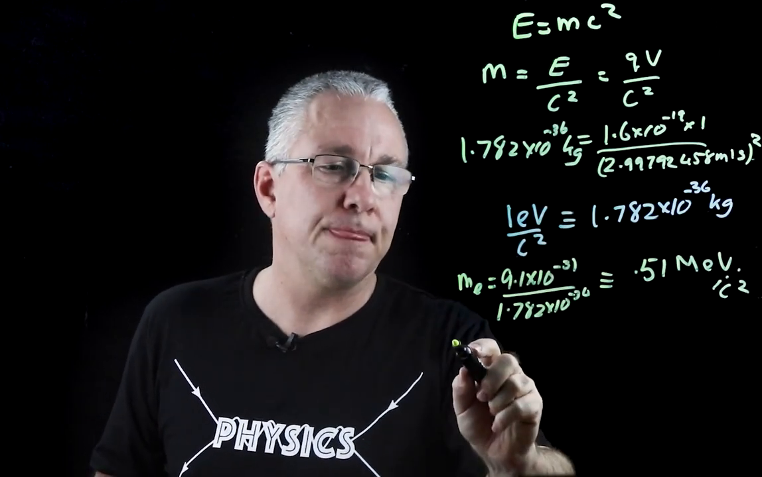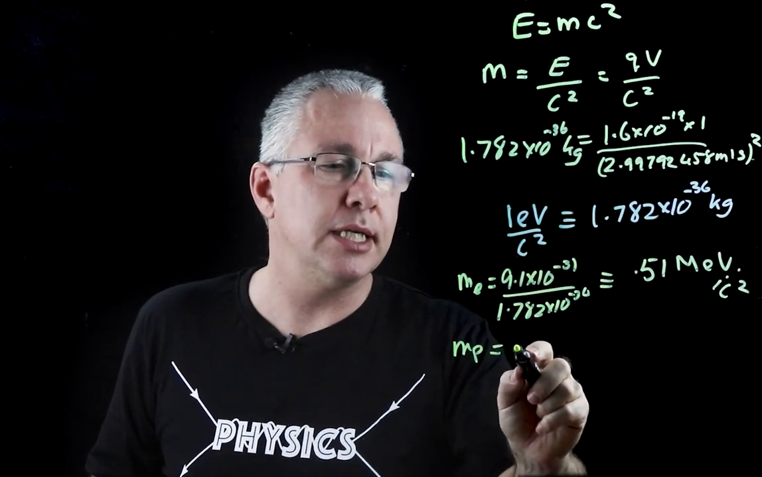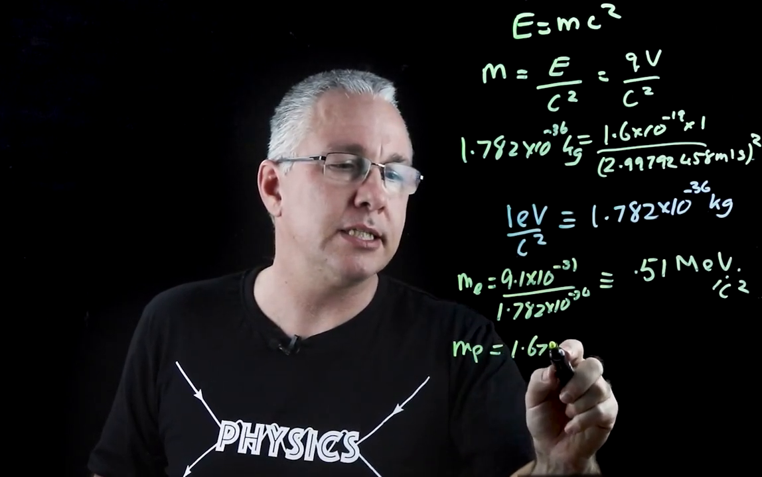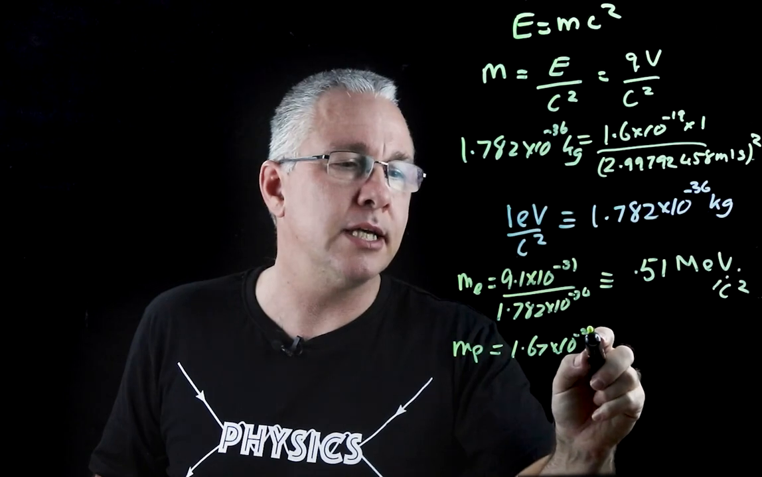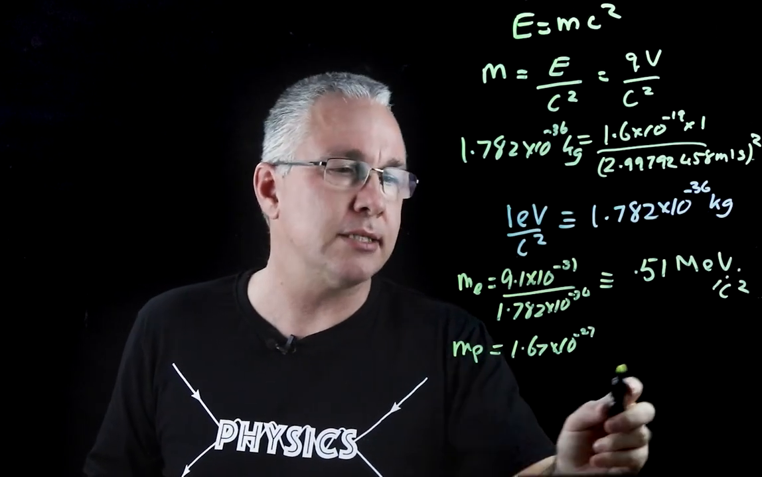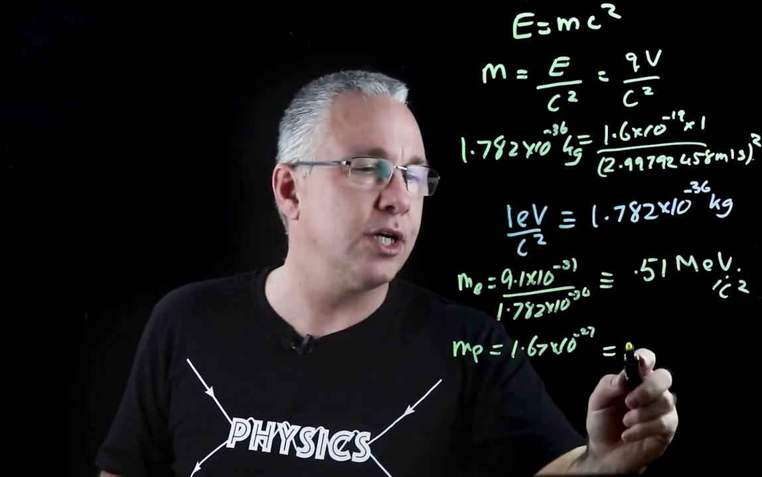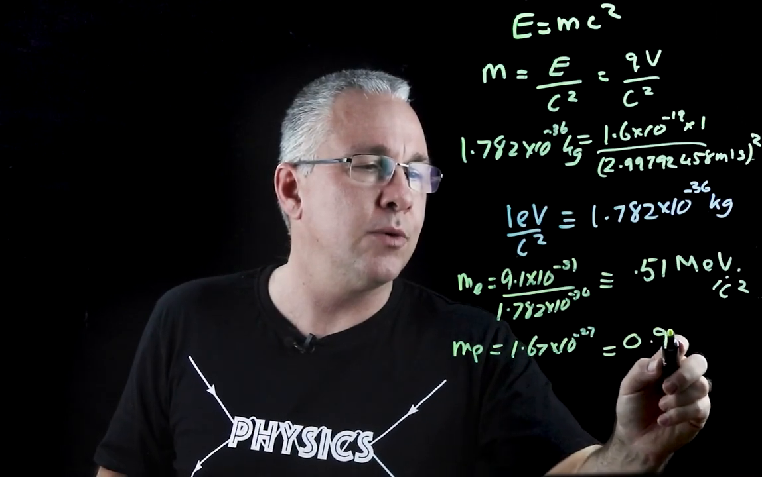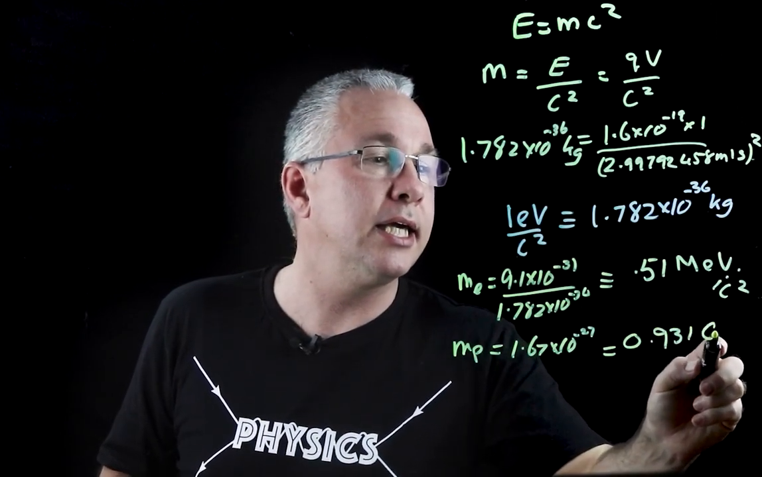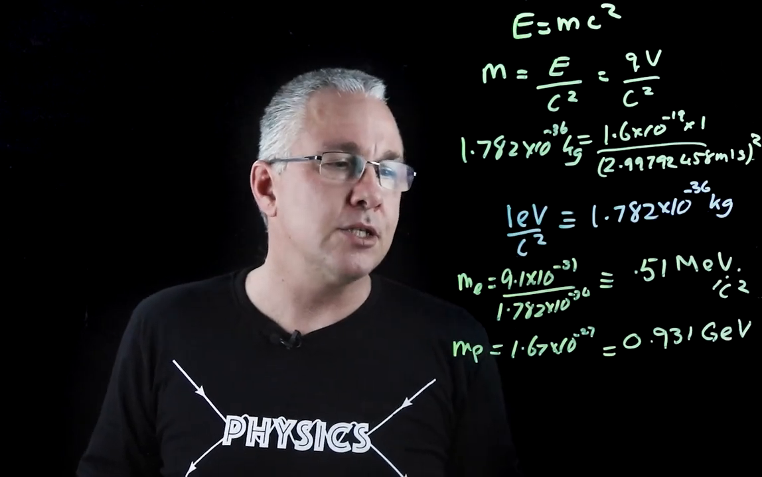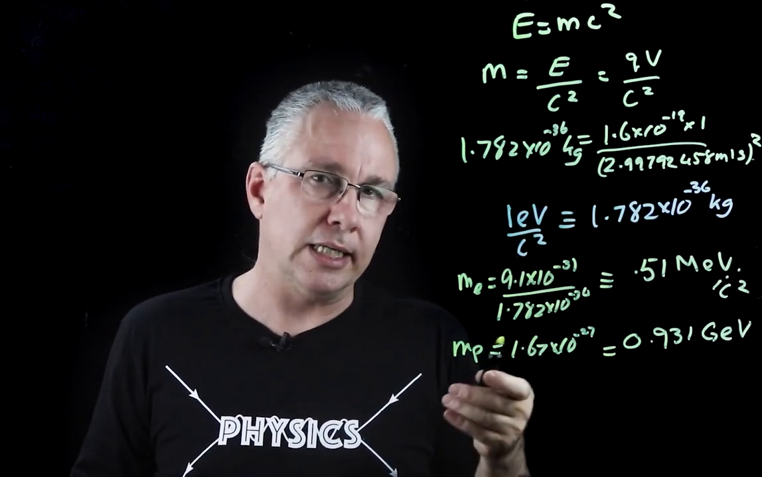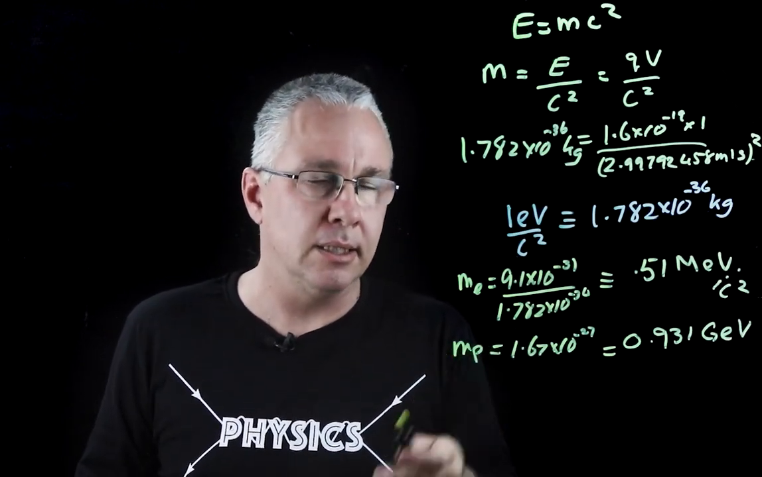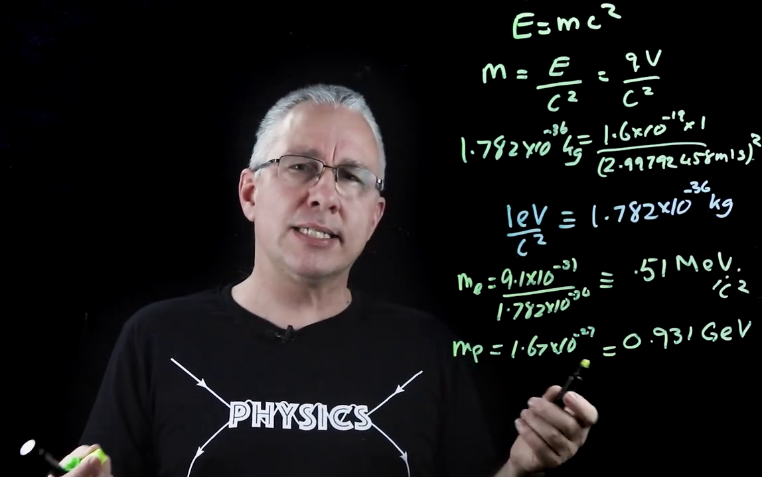What about our proton? The mass of our proton is equal to around 1.67 by 10 to the power of negative 27. It's considerably more massive, and if you did the calculation, you're going to get the value I quoted earlier, which is 0.931 giga electron volts. So in this case, it's almost 1 giga electron volt, or almost 1 billion electron volts. Now, why is that useful?